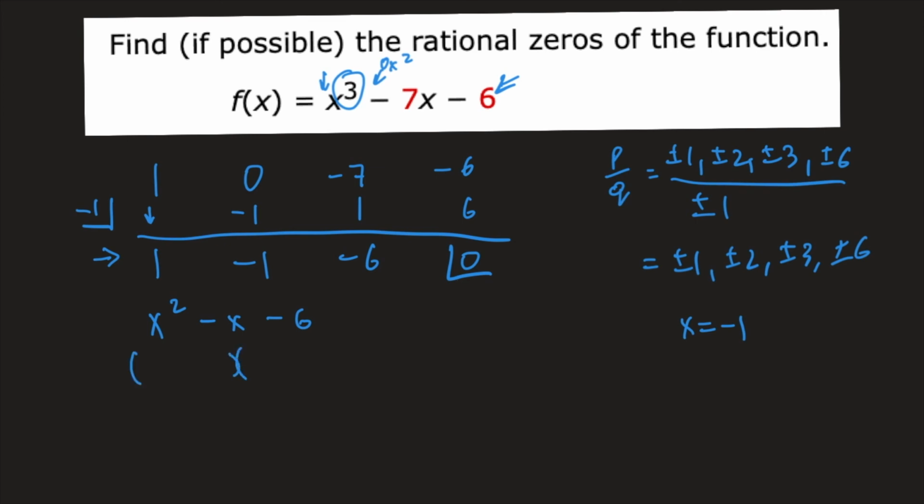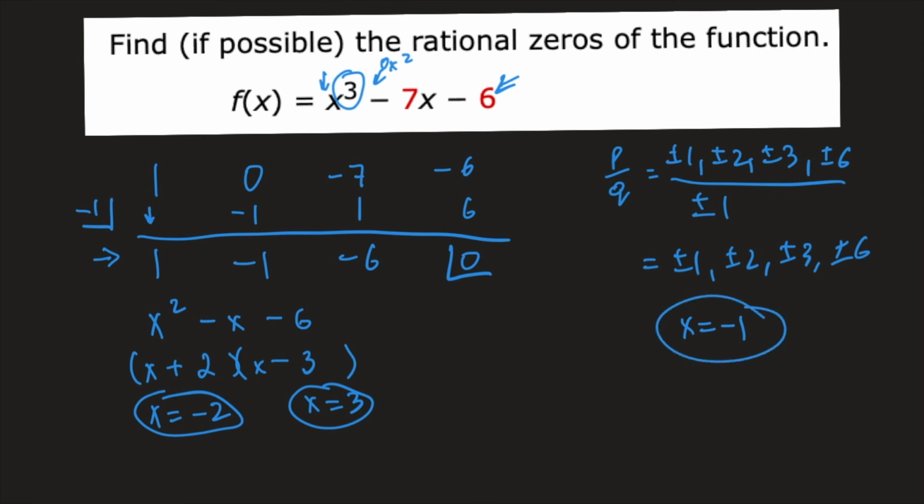I can see that this is factorable, which means I'm going to put x and x, plus or minus factors of 6 that will make a -1 is 3 and 2, which means this is -3 and +2. So my remaining roots are x equals -2 and x equals 3. So now I found all the roots for this problem.